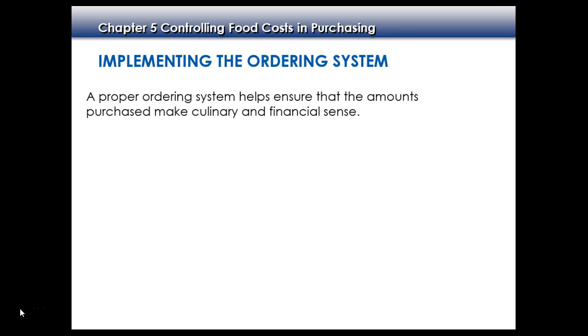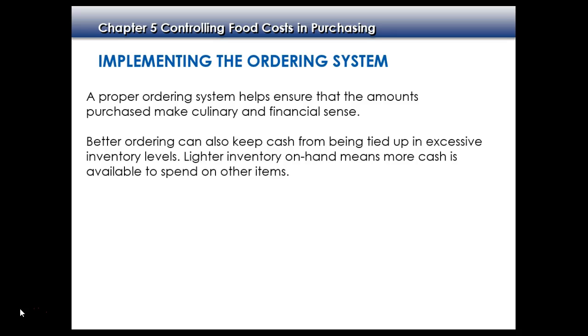Now, a proper ordering system helps ensure that the amounts purchased make culinary and financial sense. Better ordering can keep cash from being tied up in excessive inventory levels. Lighter inventory levels on hand means more cash available to spend. So you just don't want money sitting on the shelf, especially if you're a smaller operation. Having too much can make a big difference.